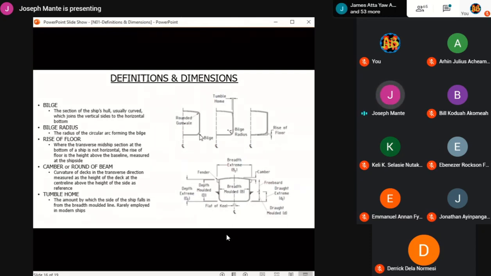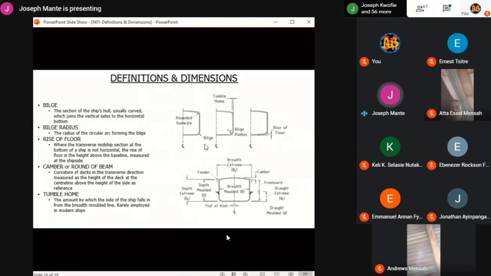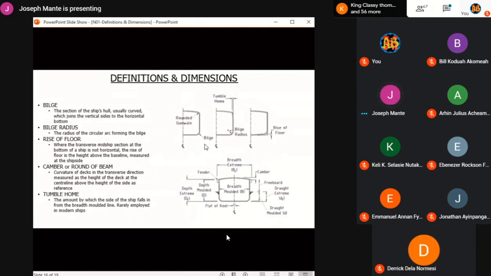Then you have rise of floor, mostly when you have the hydrostatic lift. We are saying the rise of floor, where the transverse section at the bottom of a ship is not horizontal. You shouldn't design the ship to lie flat; you have to give it some form for stability too, to give it a stable hull. So where the transverse mid-section at the bottom of a ship is not horizontal, the rise of floor is the height above the baseline measured at the midship.